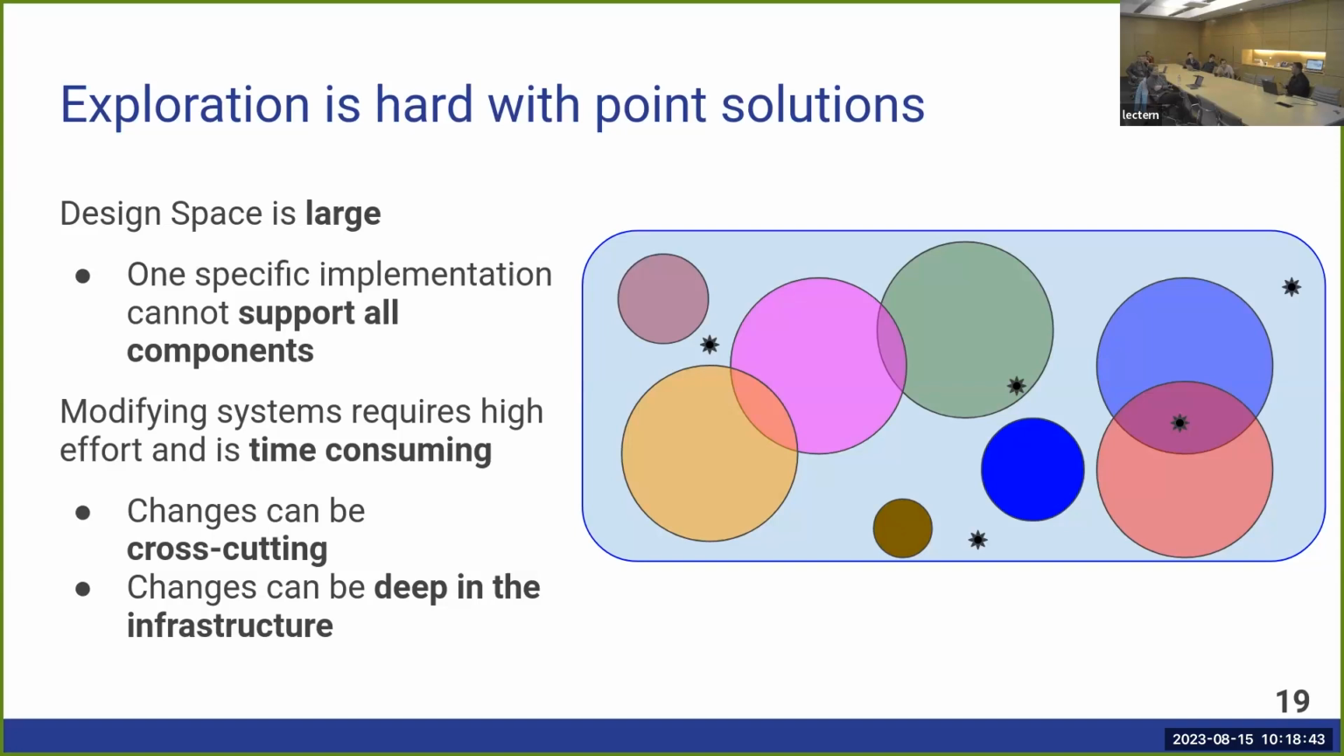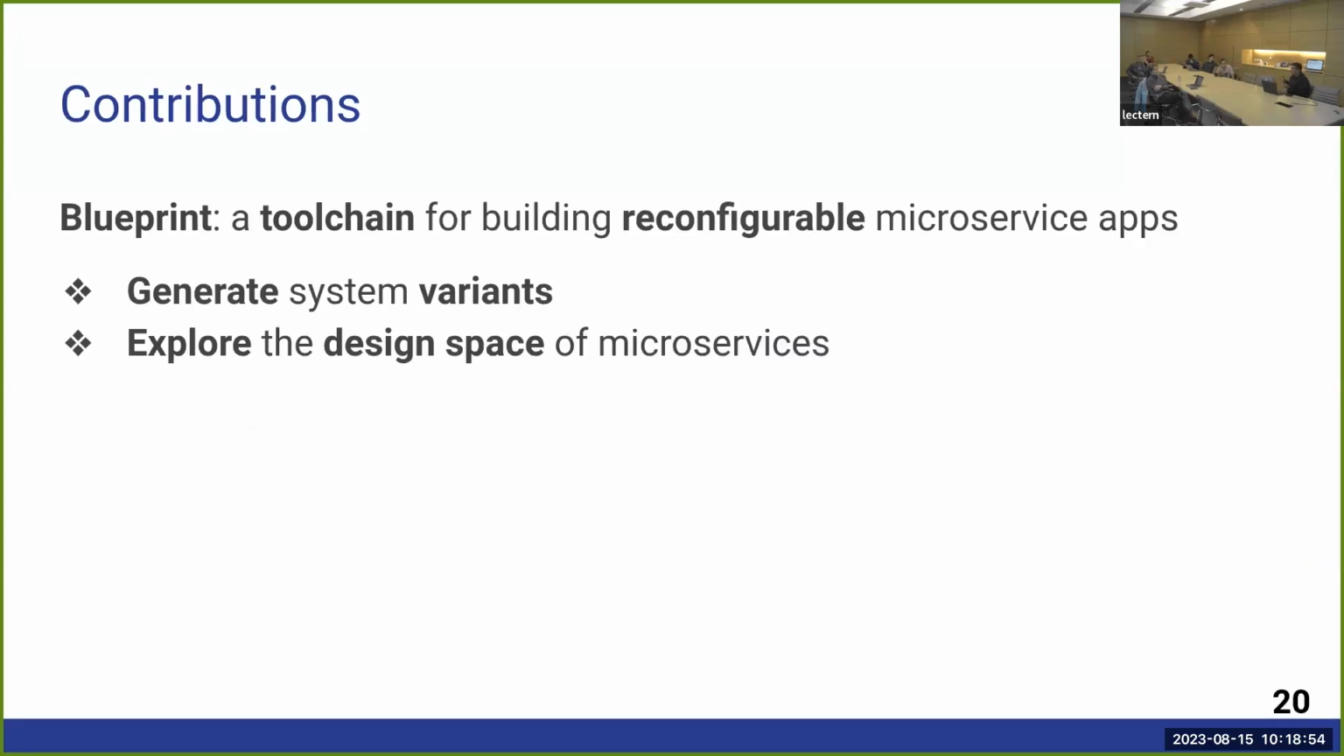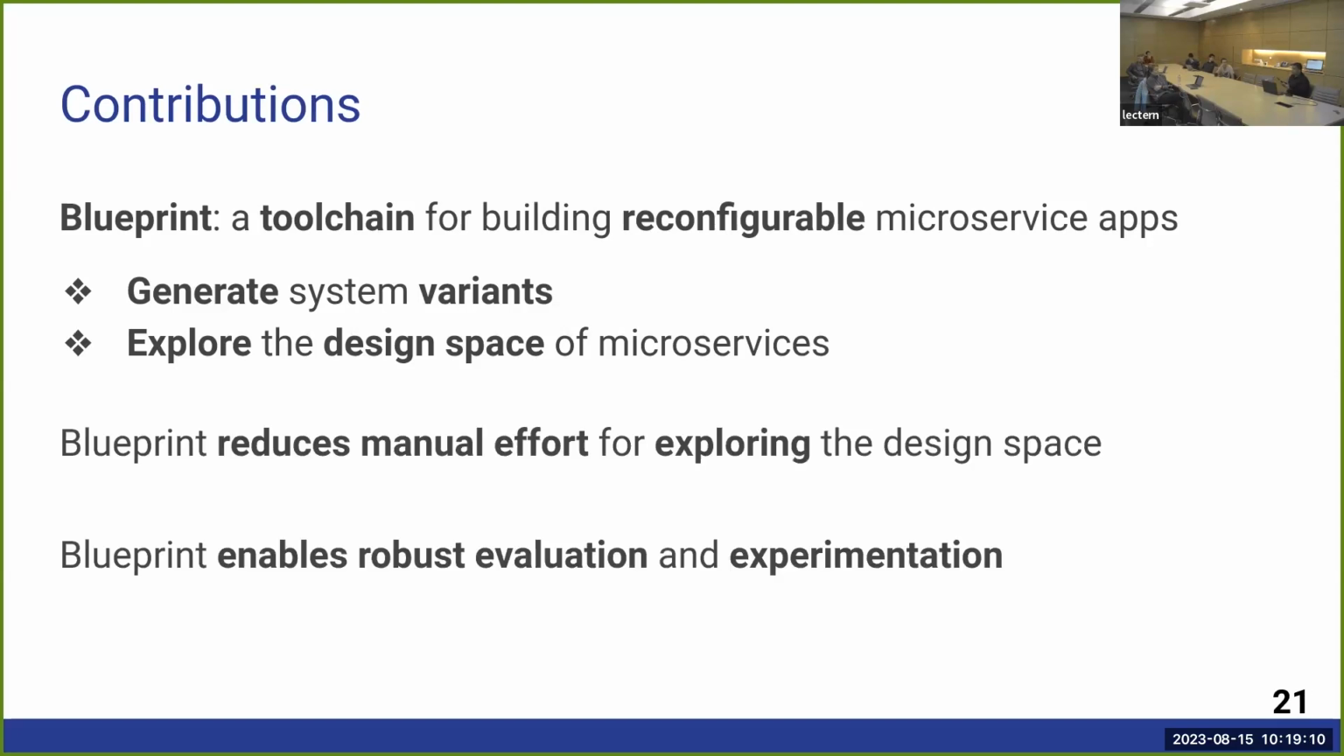And they had to basically do it in steps and phase it over two to three months or something to even get an RPC framework replaced. So to combat these issues and to make design space exploration easy, we present Blueprint, which is a toolchain for building reconfigurable microservice applications. With Blueprint, we can generate system variants to explore the design space of microservices. Blueprint reduces the manual effort for exploring the design space, and it enables robust evaluation and experimentation.